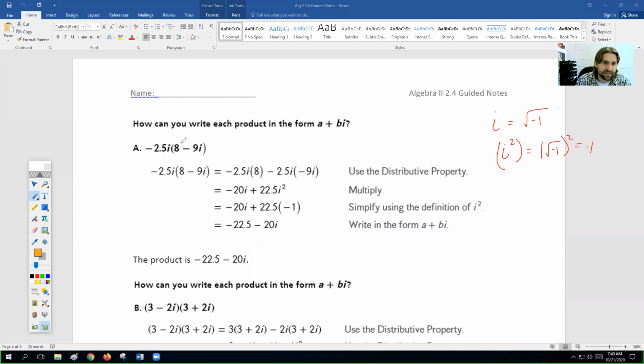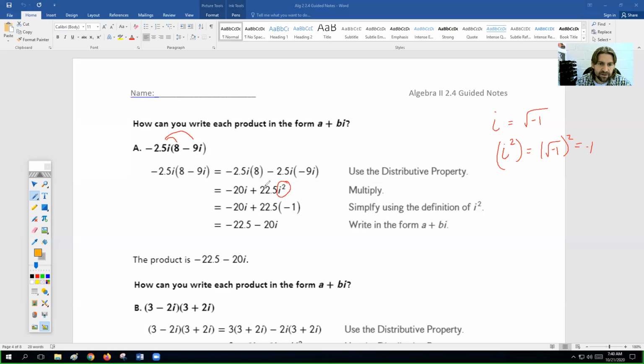So if I were to distribute this, imagine we are going to do the same rules as if we have an x. So -2.5i times 8, well, -2.5 times 8 is -20, and we have an i here, so we make it -20i. Now -2.5 times 9i, we do -2.5 times -9, which is positive 22.5. And then i times i is i squared. What we have to do now with these complex imaginary numbers is to remember that i squared is -1.